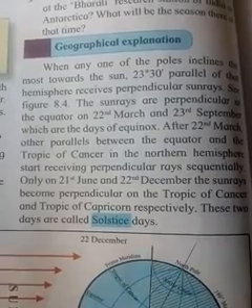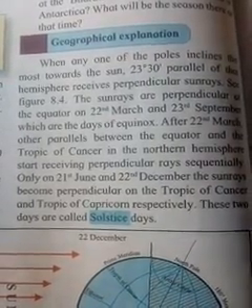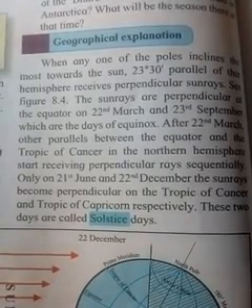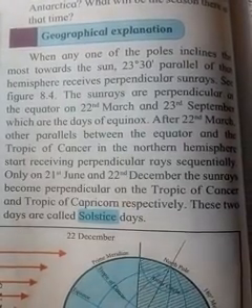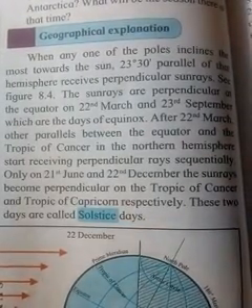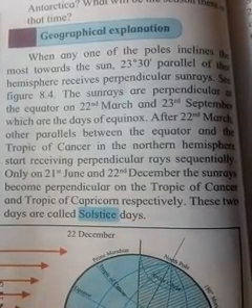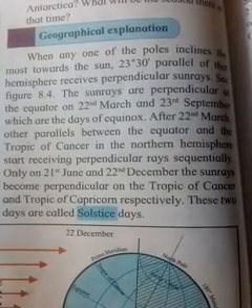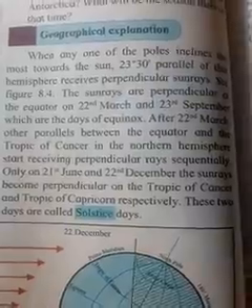days of the equinox. After the 22nd March, other parallels between the equator and the Tropic of Cancer in the northern hemisphere start receiving perpendicular rays sequentially. Only on 21st June and 22nd December, the sunrays become perpendicular on the Tropic of Cancer and Tropic of Capricorn respectively. These two days are called the solstice days.